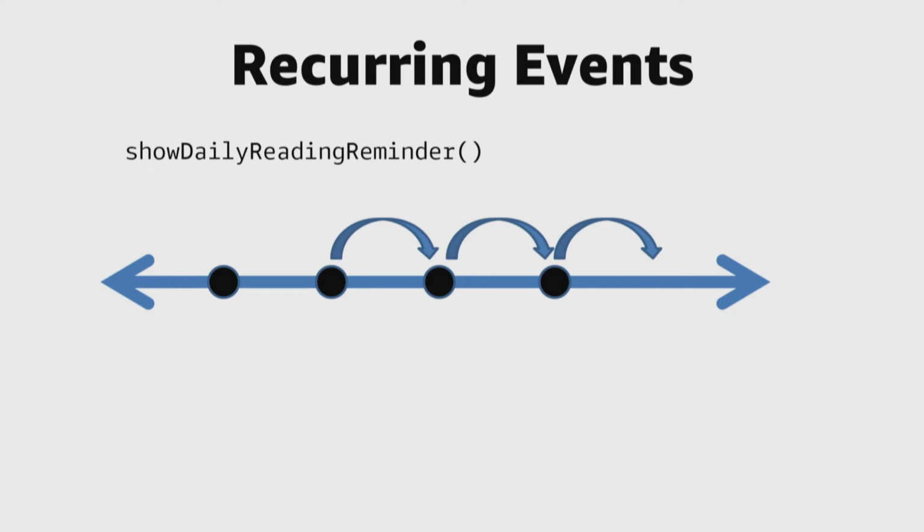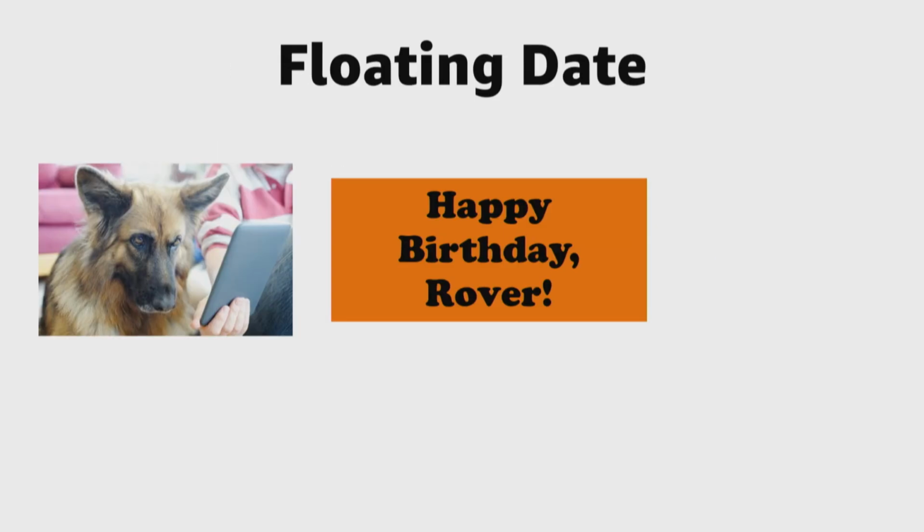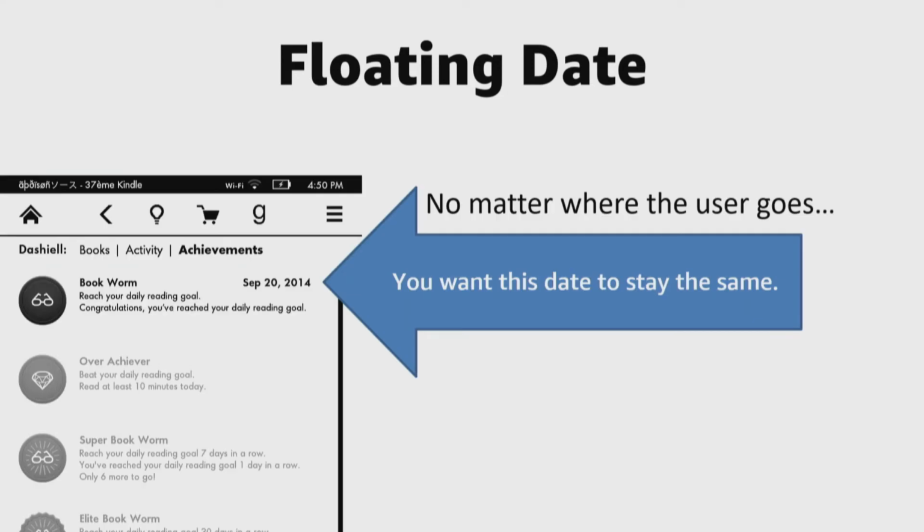If you're doing recurring events, you'll need to think about the recurrence rule, as I mentioned before. Floating dates, we've talked about how those go. Remember that no matter where the user goes, you want the date to stay the same. So identifying floating dates can be a little tricky sometimes. Here's an achievement that a customer had that we show to people. Setting the time zone on the device shouldn't cause the date to change. That's a floating date value.